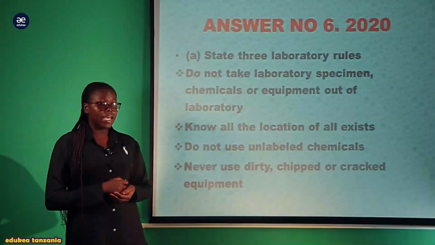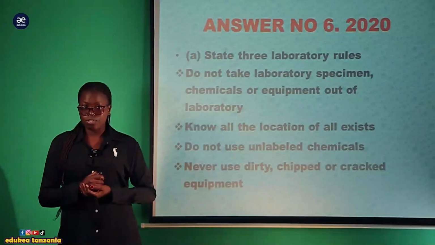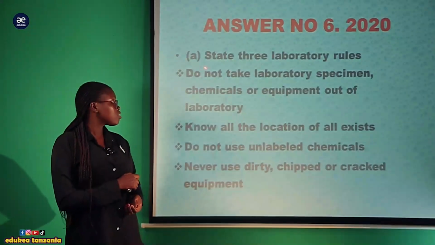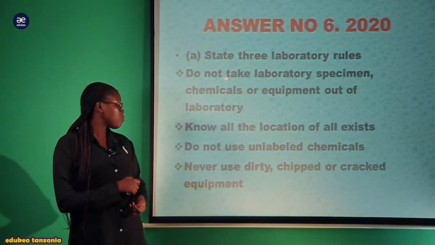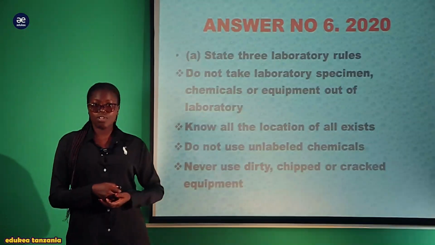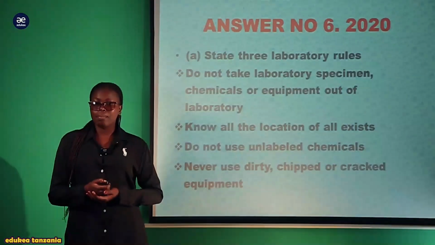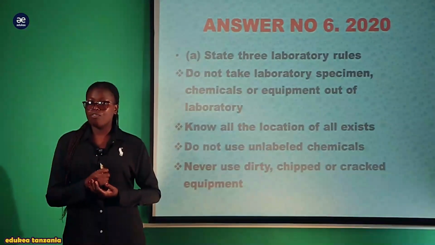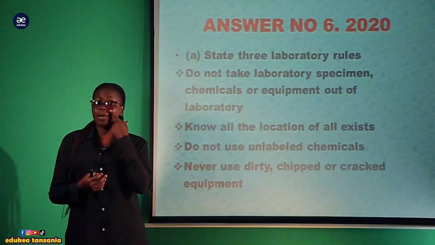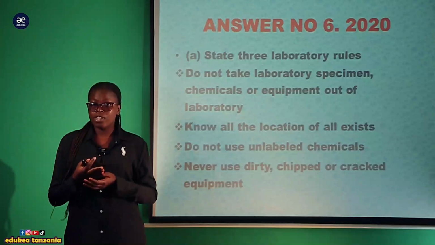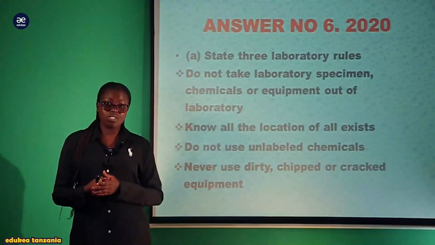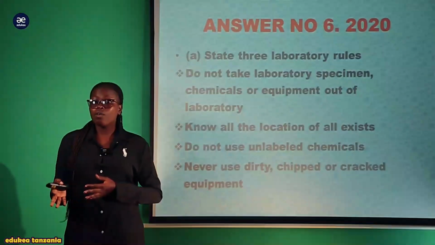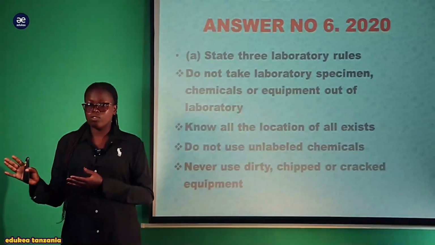Starting with Roman A, you are needed to state 3 laboratory rules. The first one, do not take laboratory specimens, chemicals or equipment out of the laboratory. As you perform a biological experiment, for example in your topic of classification, when you are in form 4, you can even be given an octopus. Octopus is pweza. You are given the octopus there, you can observe it.